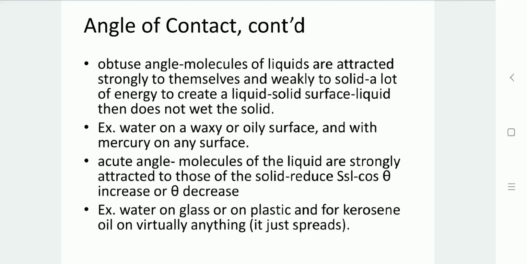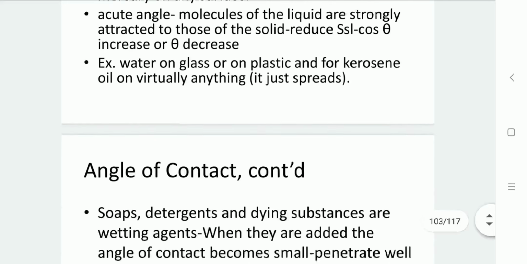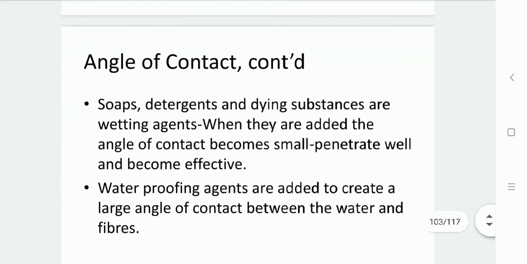Soaps, detergents and dyeing substances are wetting agents. They are added so that the angle of contact becomes small, so the liquid will penetrate well and become effective. That's why soaps and detergents are added in water to make the clothes clean. Waterproofing agents are added to create a larger angle of contact between water and fiber.